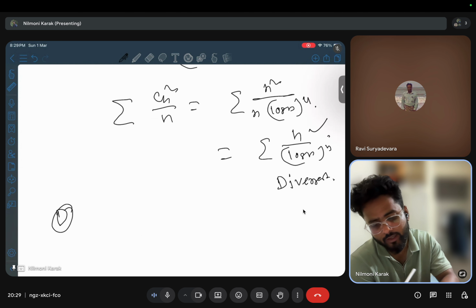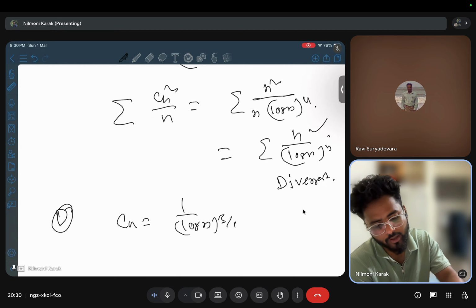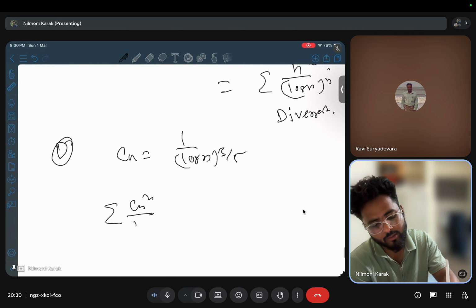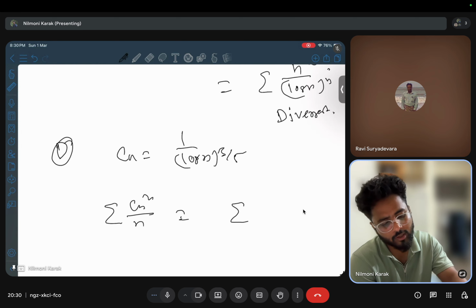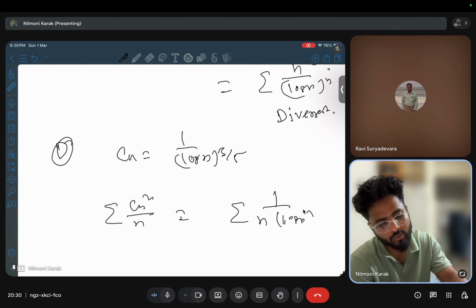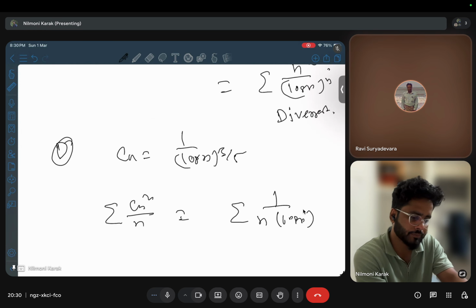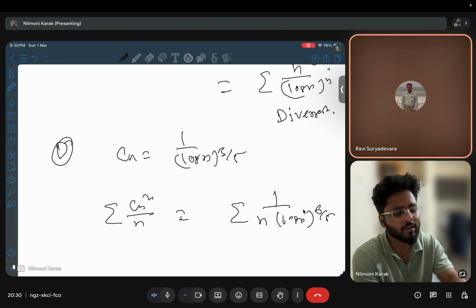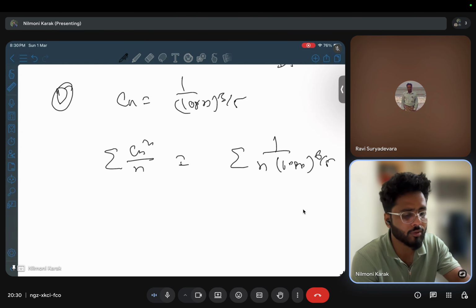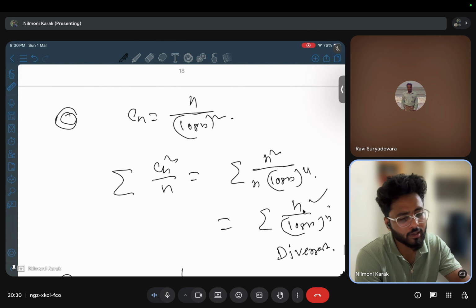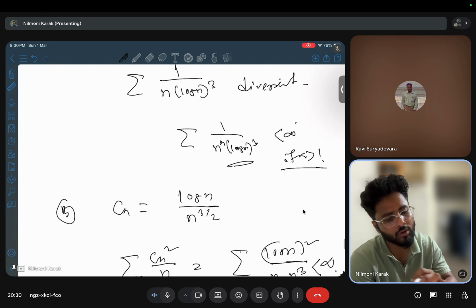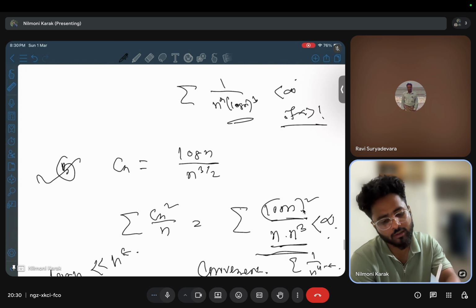And for part D, Cn is 1 by log n to the power 3 by 5. Cn squared divided by n is basically 1 by n times log n to the power 3 by 5 into 3 by 5, so 6 by 5. This is also divergent by Cauchy condensation because this is only n to the power 1 divergent. So not A and B, only B is correct.